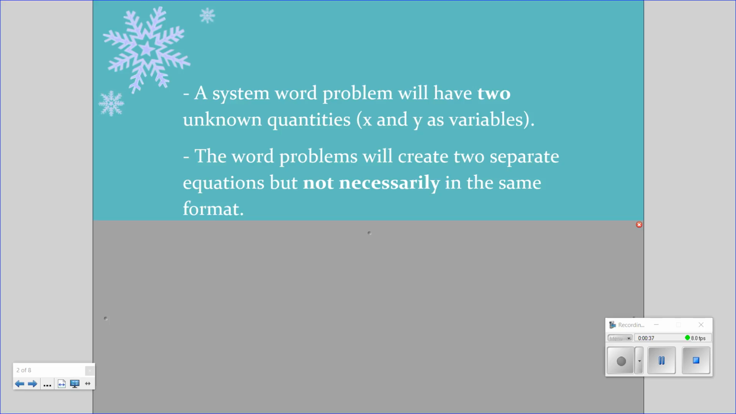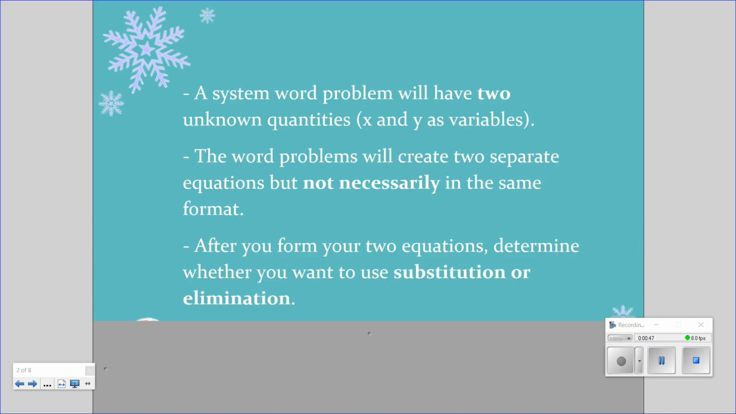So for example, one equation might be given in standard form, or you might set it up in standard. The other might be in more of a slope-intercept form, but you should be writing two equations from your word problem. After you form your two equations, then you'll determine if it'll be best to use substitution or elimination to solve for those two unknowns.